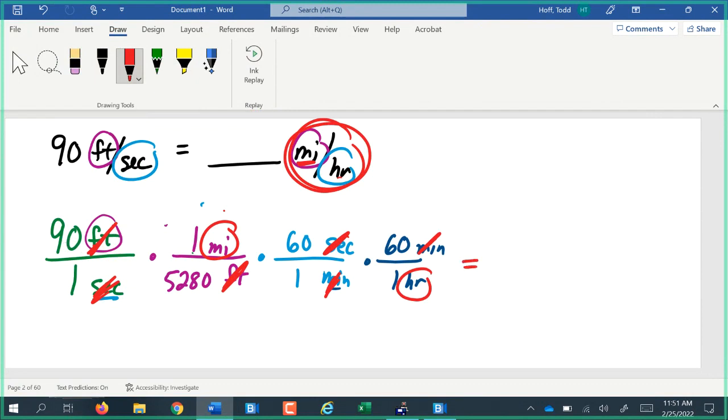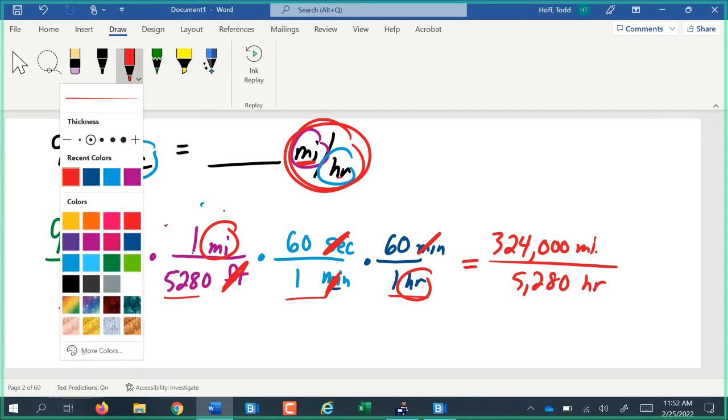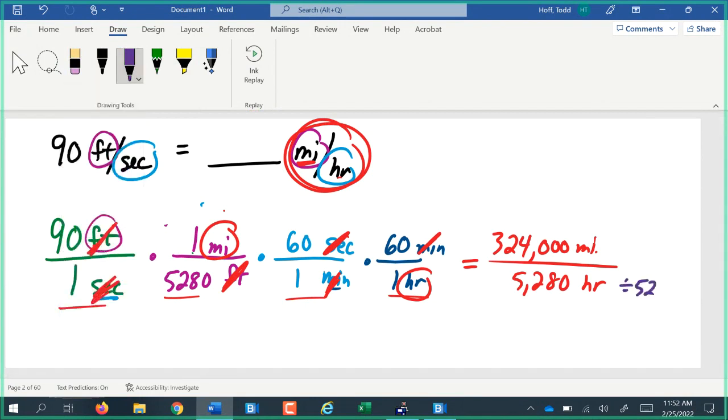So on top, we have 90 times 1 mile times 60 times 60. What is that? 324,000 miles. On bottom, 1 times 5,280 times 1 times 1 hour. It's 5,280 hours. And of course, we turn this back into a unit rate by dividing by the 5,280 on both the bottom and top numbers. So that'll turn this into 1 hour.